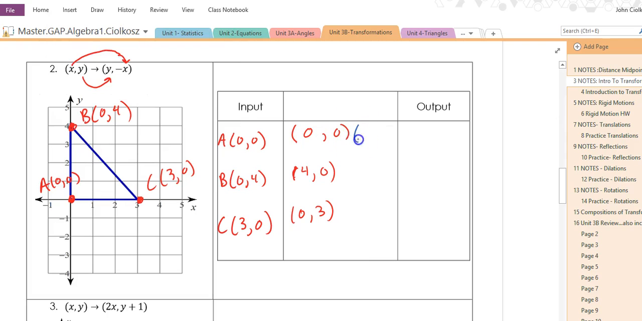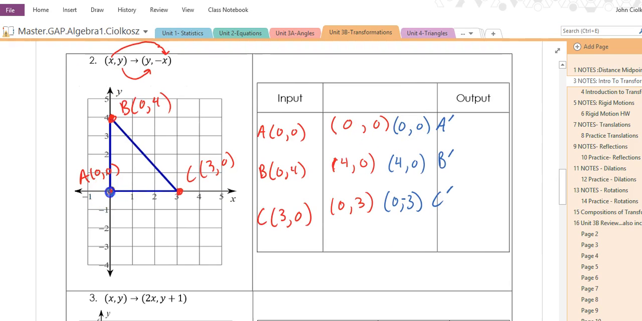Well, 0 is still just 0. Negative 0 is still just 0. But here, this becomes a negative 3. So these are going to be my A prime, B prime, and C prime.